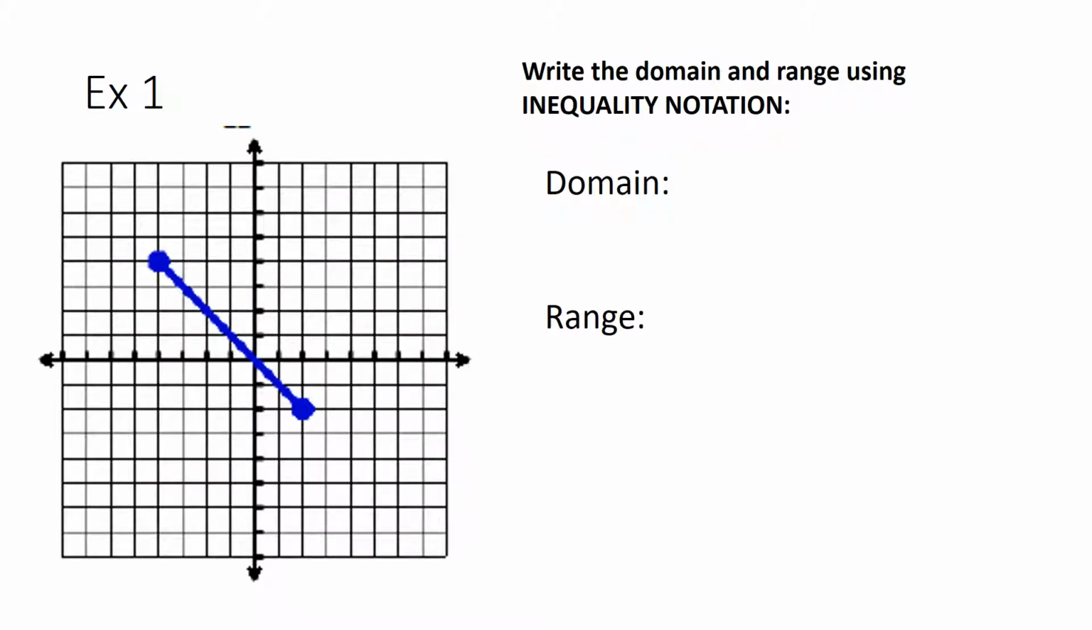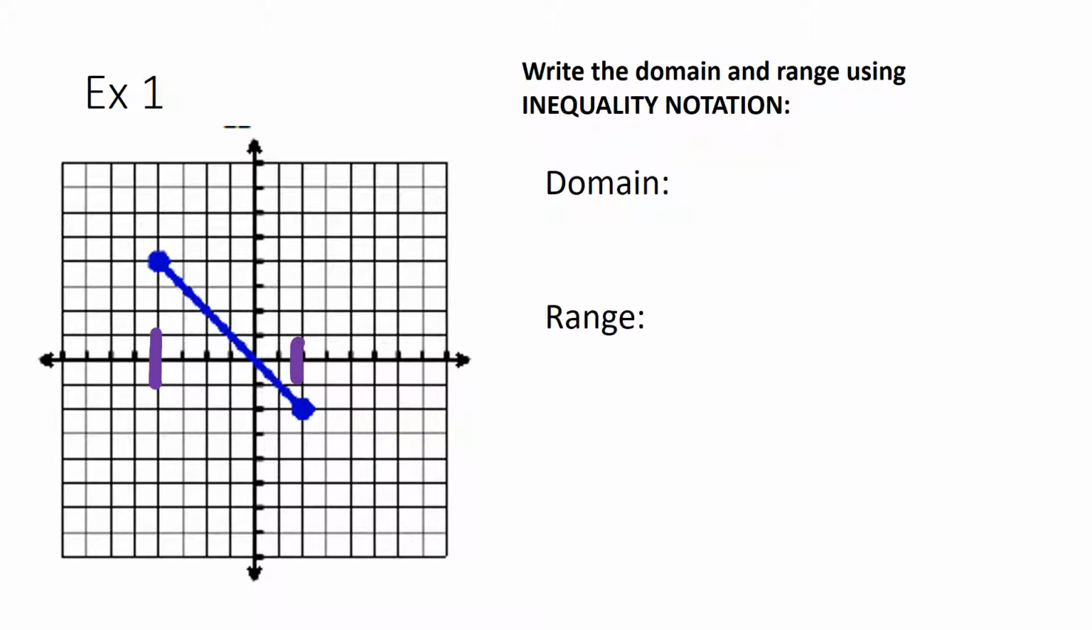Okay, so example number 1, we want to write the domain and range using inequality notation. So the domain, that's all of my x values from the left all the way to the right. So it's all of these x values on my graph, okay? So we're starting from this point, which is negative 1, 2, 3, 4, and we're going to x is equal to 2.